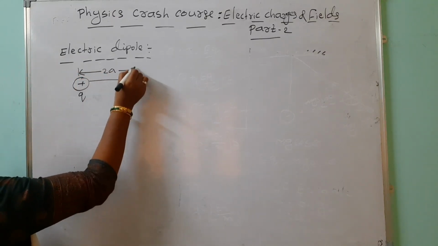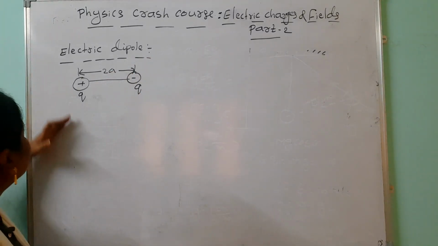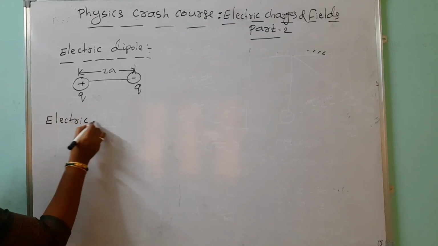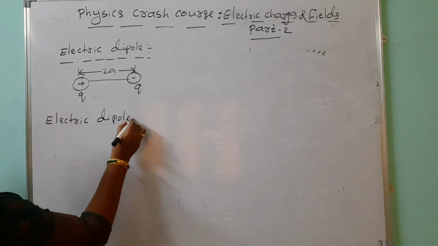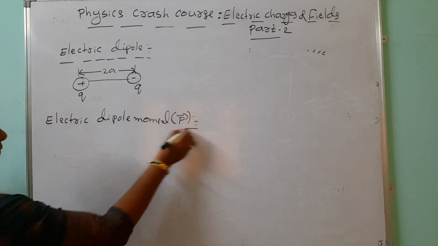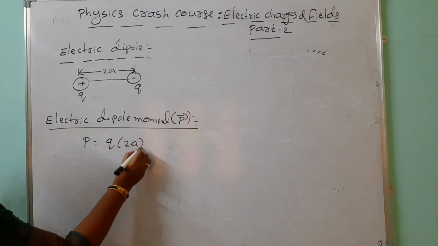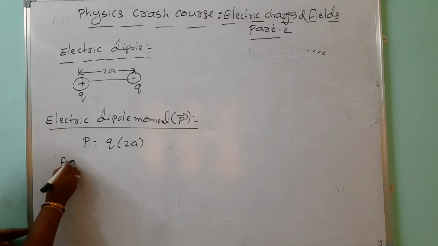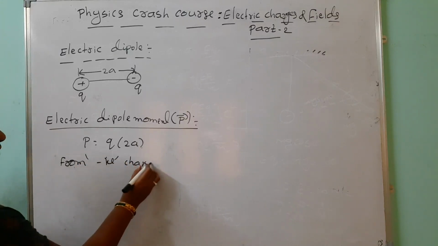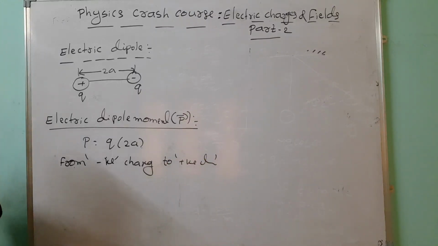This arrangement is called what? The electric dipole. It has two poles. How do we express this nature? This is called the electric dipole moment. It's very important. The electric dipole moment is a vector quantity. It is the product of one of the charges and the distance between the two. Its direction is from the negative charge to the positive charge. This point is also very important: negative charge to positive charge.